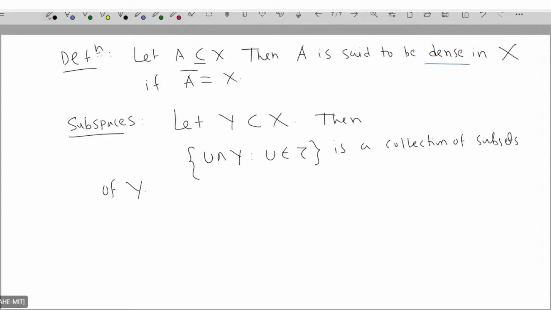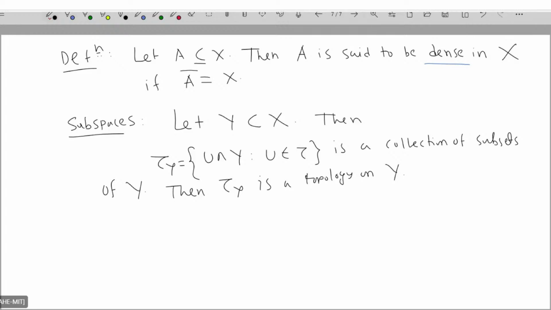a topology. Let me denote the collection by tau Y. It is a collection of subsets of Y, and you can prove that this tau Y is a topology on Y. This is just a very routine task to check. So now you can see that we have a topology on X, and it is inducing a topology on a subset.